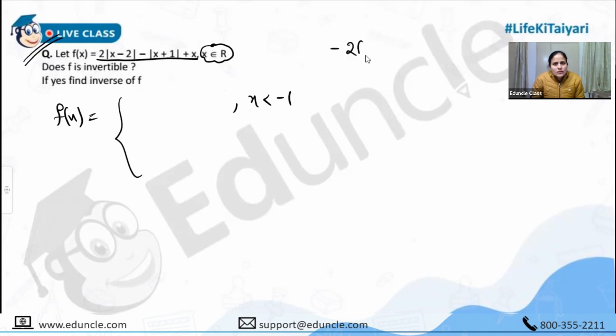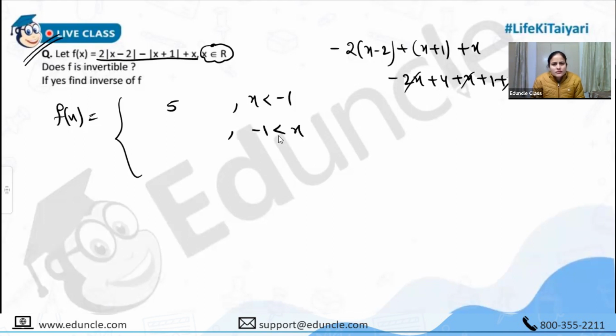When x is less than -1, this will be negative. So minus of 2 times x minus 2. Minus will become plus x plus 1 plus x. So what I am getting: minus twice x plus 4 plus x plus 1 plus x. So x to x goes cancel and I am getting 5. Okay. This function is 1 to 1.